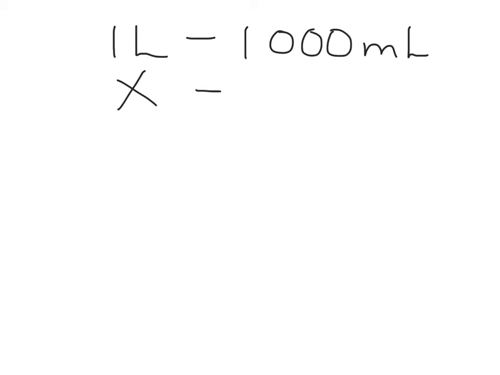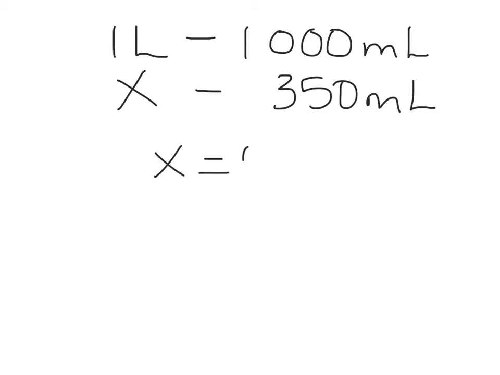Let's continue with the second part. From my conversion table, I know that 1 liter equals 1000 milliliters. I don't know how many liters correspond to 350 milliliters. Doing this operation, I will get that it corresponds to 0.35 liters.